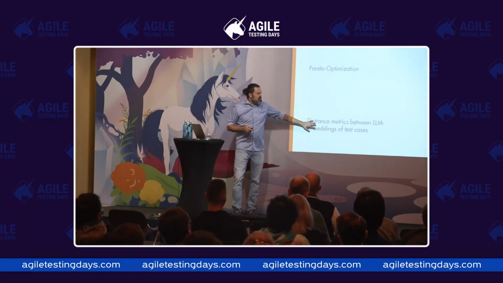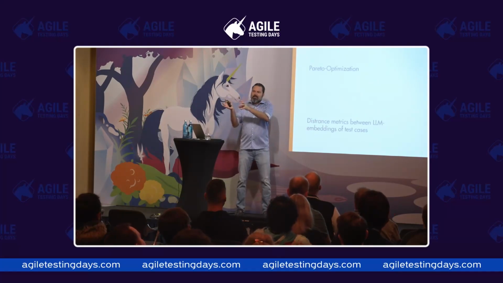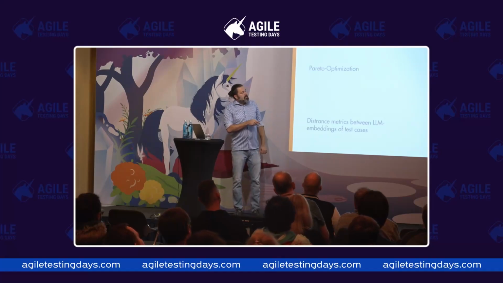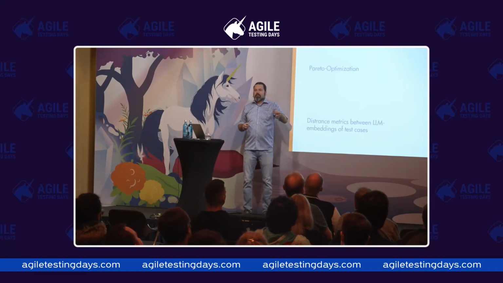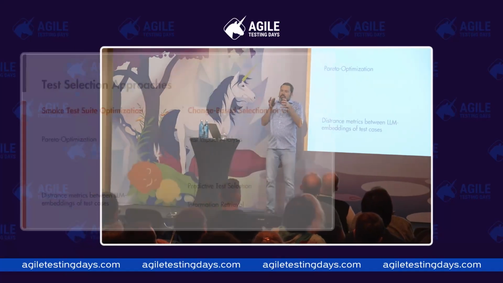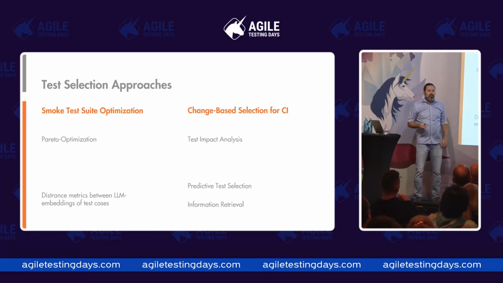For example, one of our students uses large language models to produce embeddings for test cases to cluster test cases. And this actually works quite well. On the other side, there's test impact analysis, where you select tests based on which code they run through, or predictive test selection, where machine learning is used to correlate changes and historic test failures with test cases. So that over time you learn which tests tend to fail when certain areas of code are changed. Or information retrieval, where you have techniques much like a search engine.